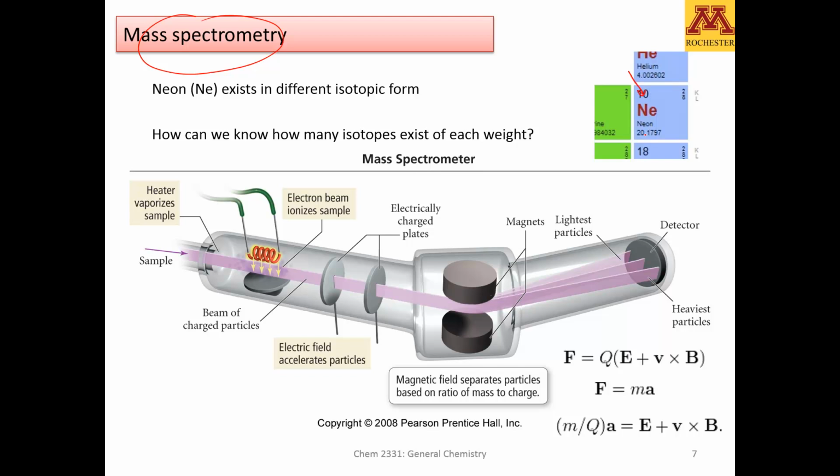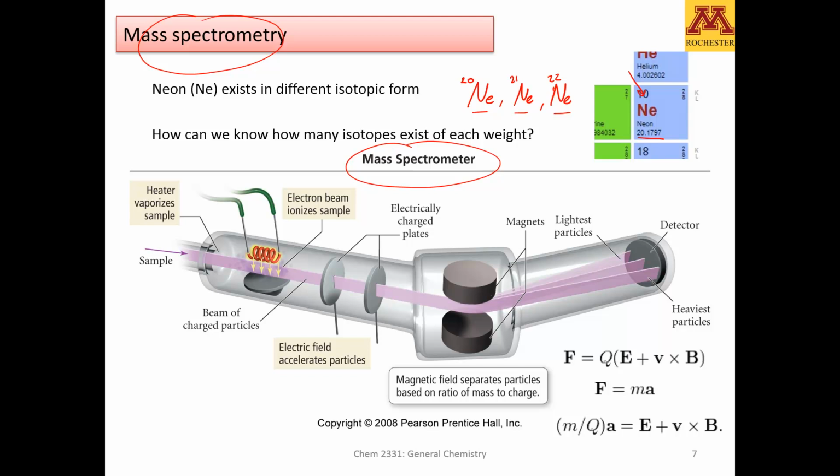Let's take neon. The mass that the periodic table gives for neon, as we mentioned before, is the weighted average of the different isotopes based on their abundance. So there are different kinds of neon: neon 20, neon 21, and neon 22, with different abundances. If isotopes behave chemically identically, what technique can we use to know how much we have of each? This is what is called mass spectrometry.